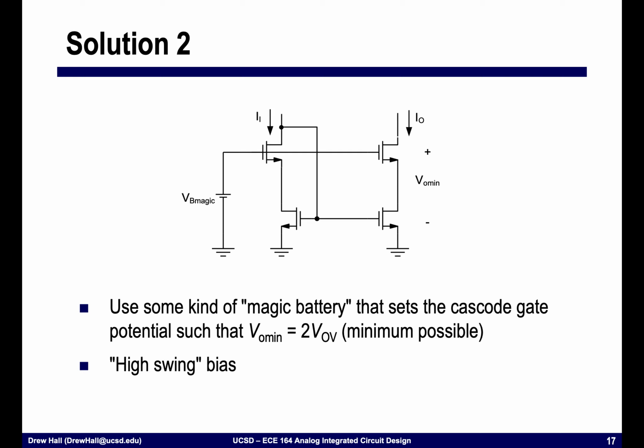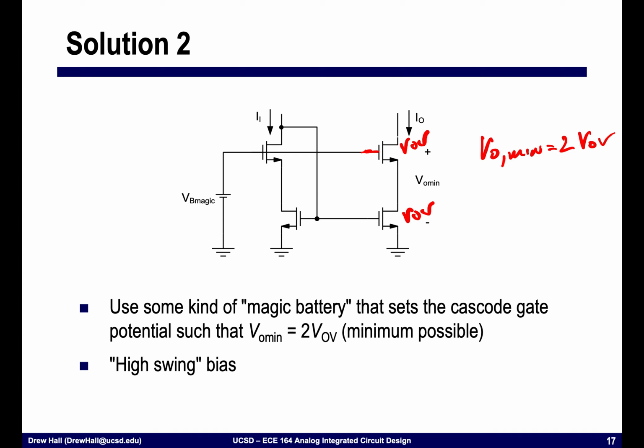And so really what we want is a structure, I'll call this a magic battery, that sets the gate of this cascode node right here equal to the lowest potential that I could possibly need. The lowest potential would be if I had VOV to keep this transistor in saturation, and VOV to keep this transistor in saturation, and so VO min is equal to 2 VOV.